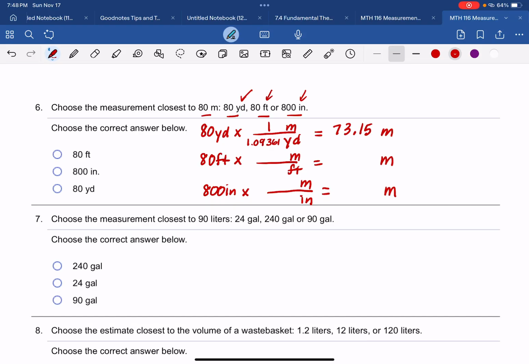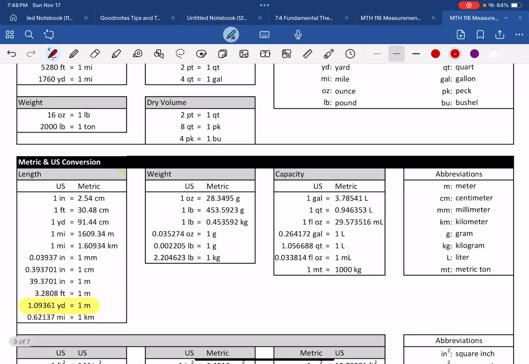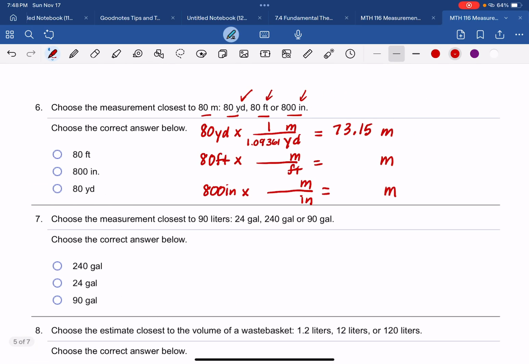80 feet to meters. So feet to meters. 1 meter is 3.2808 feet. So we go 1 meter is 3.2808 feet. So that's going to be 80 divided by 3.2808. And that's going to only be 24 meters. And I think you can see that our answer is going to be this one because inches is going to be even smaller, but you got to be careful. That's 800 inches.